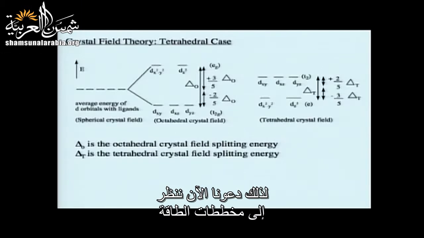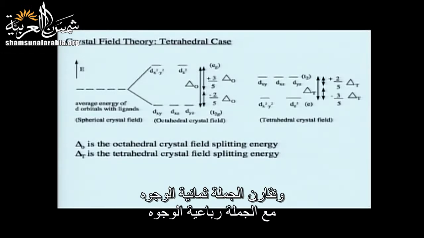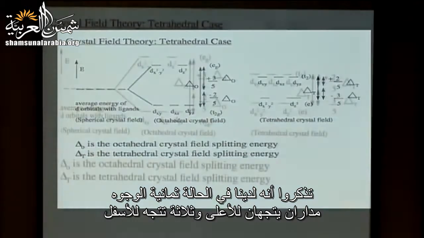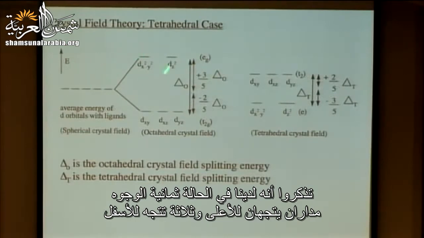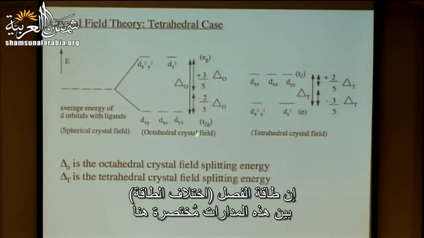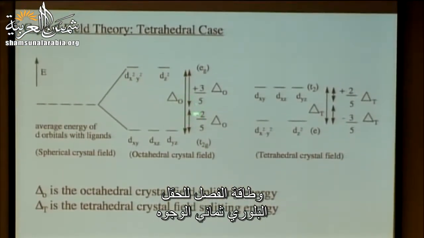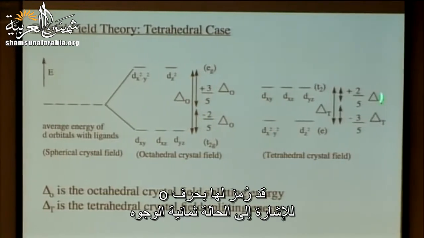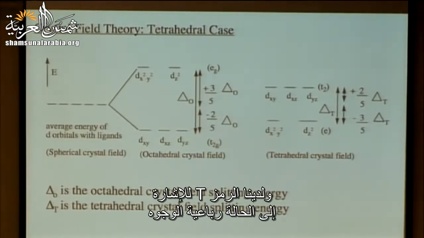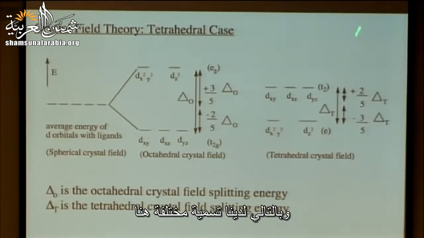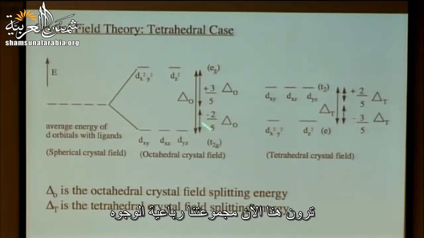So now let's look at some of the energy diagrams and compare the octahedral system with the tetrahedral system. Remember, in octahedral, we had the two orbitals going up and three going down. The splitting, the energy difference between them, was abbreviated as the octahedral crystal field splitting energy with a little O for octahedral. We now have a T for tetrahedral, so we have a different name. And so here is now our tetrahedral set.